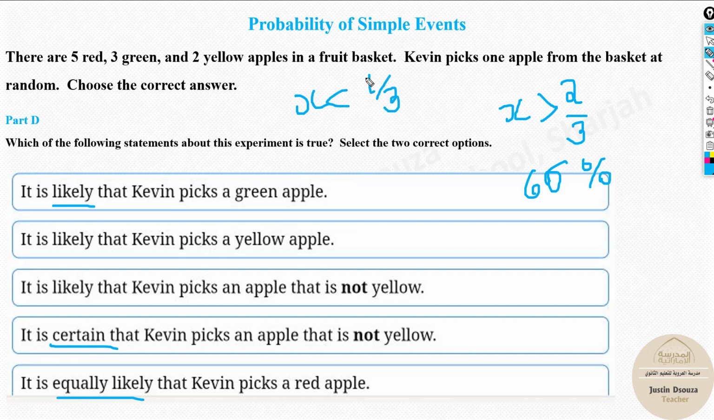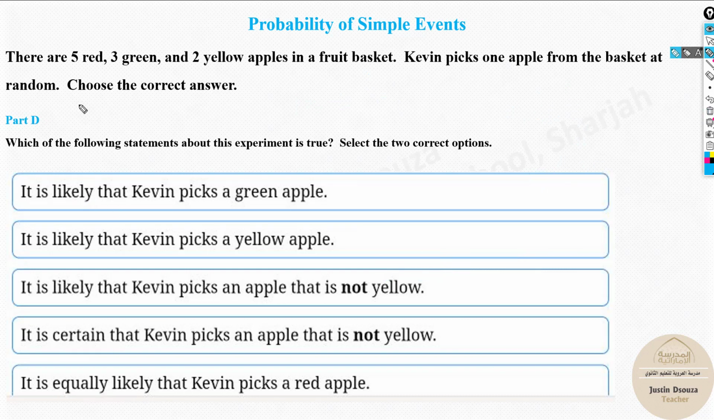And anything within this 1/3 to 2/3, that is from 0.33 to 0.66, is equally likely. Or sometimes you consider 50%, that is 0.5, to be equally likely. Or if there are two equal amounts of numbers, then that is also equally likely. So this is a little bit of a gray area, but generally over here the problems are pretty simple. You can get an understanding about this. Now let's read them all.